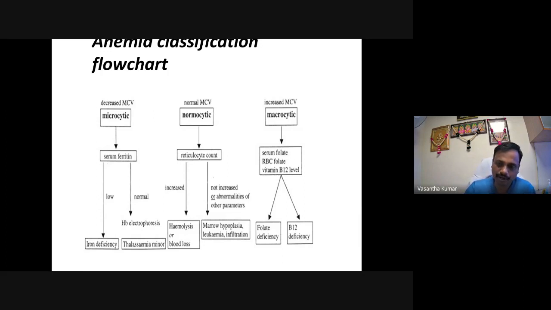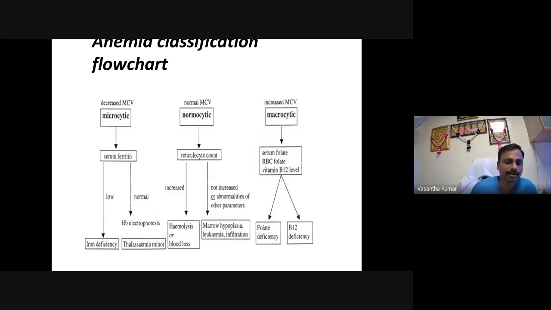or it could be non-megaloblastic, which is another reason besides megaloblastic anemia. So remember, macrocytic means B12 and folic acid deficiency is the commonest cause, and in microcytic, the first things that should come to your mind are iron deficiency and thalassemia minor. In normocytic, if the reticulocyte count is high, there is hemolysis or blood loss or hemorrhage.